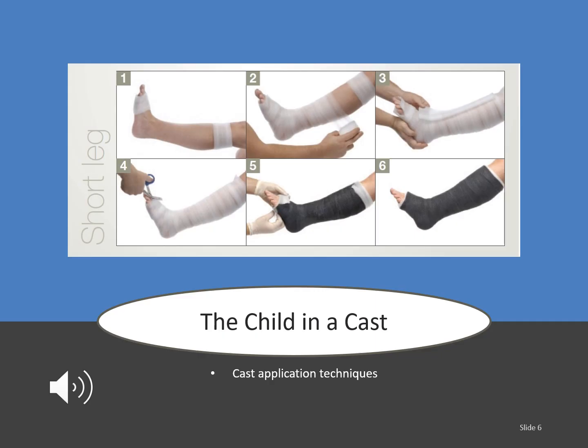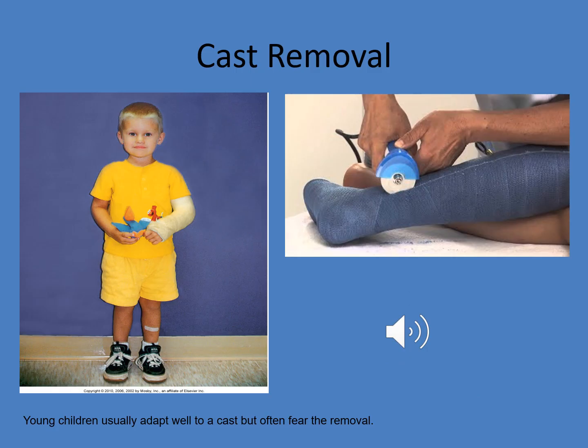This is just an example of kind of the process of applying a cast. Even though in these pictures they didn't use any sort of stocking net material, they did wrap it with a cotton gauze to protect that skin. And then once they're done with that, then they usually will actually apply the cast for however long they need it for. We talk about cast removal for the child. A cast can remain in place from anywhere from 4 to 6 weeks typically.